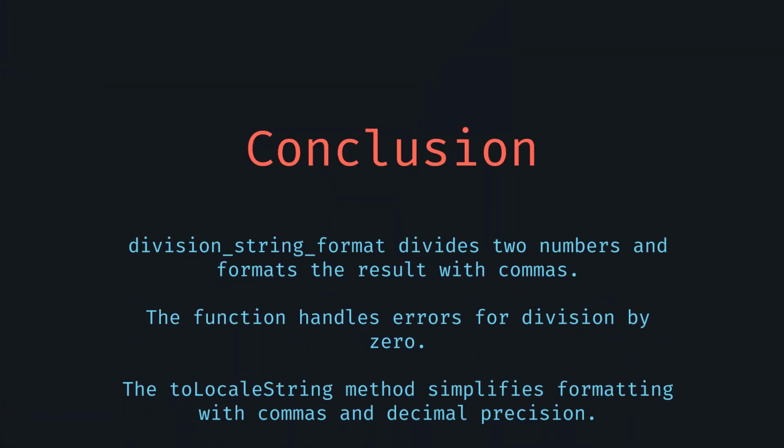To summarize, our function ensures proper formatting for division results, including error handling for invalid inputs. The toLocaleString method made it easy to add commas and manage decimal places.